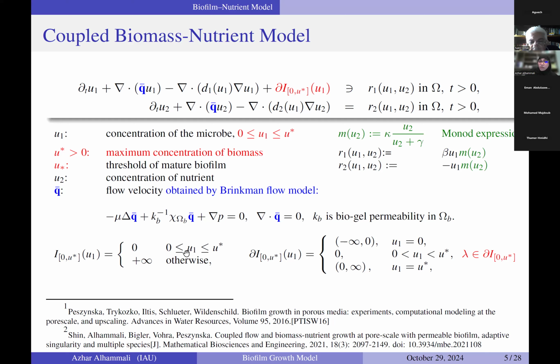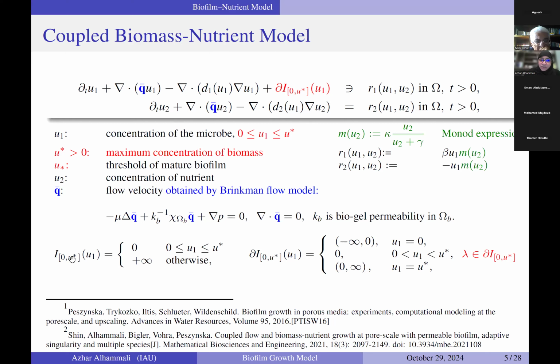It's 0. Azhar, please, the first equation, it's an inequality, of course, here. Yeah, this is an inequality. Okay. Yeah, sometimes I call it PDE, but yeah, it's an inequality. Yeah, thank you.